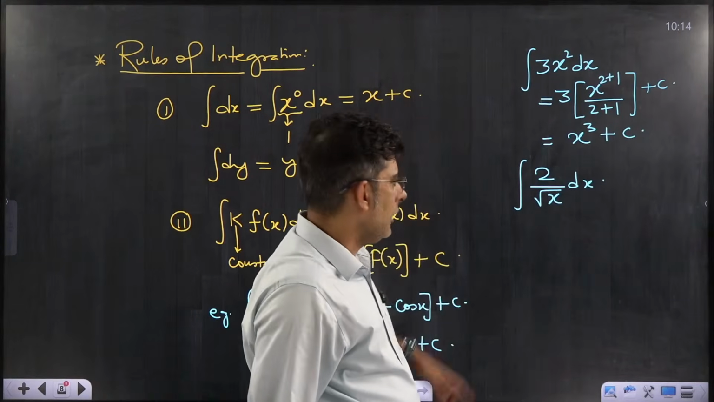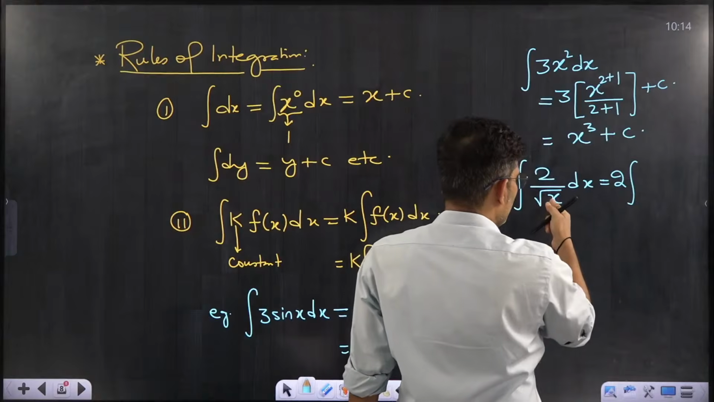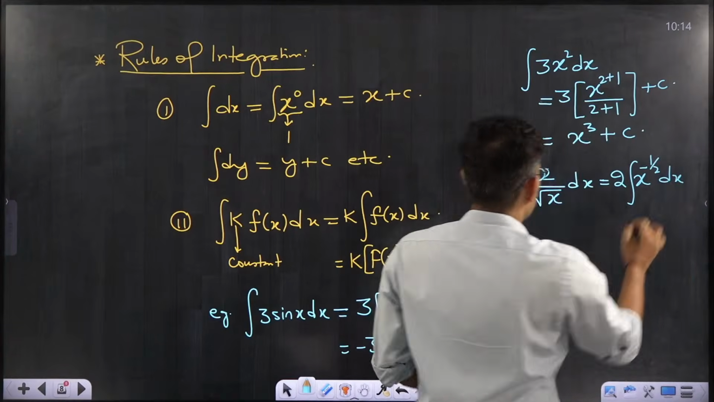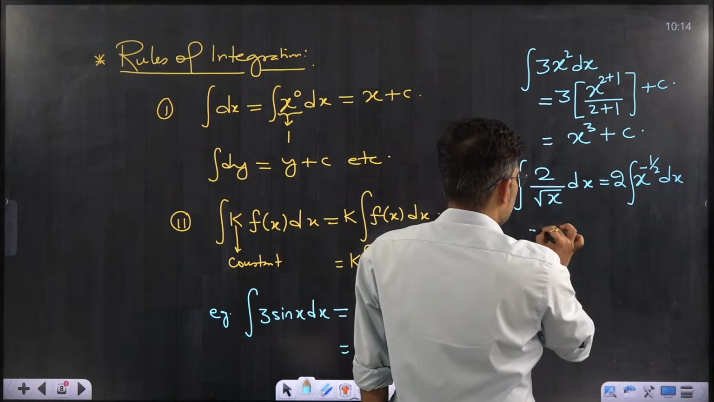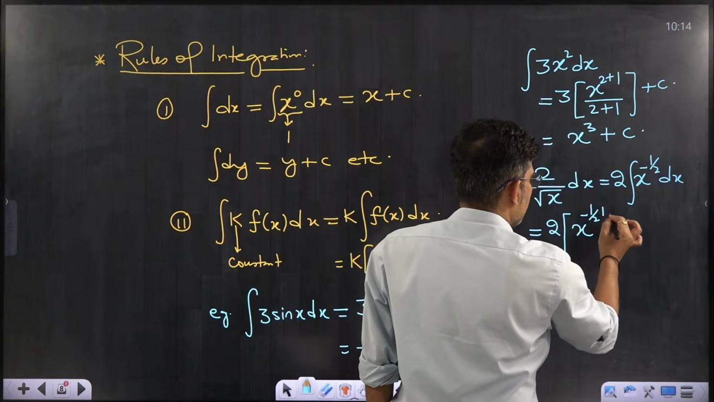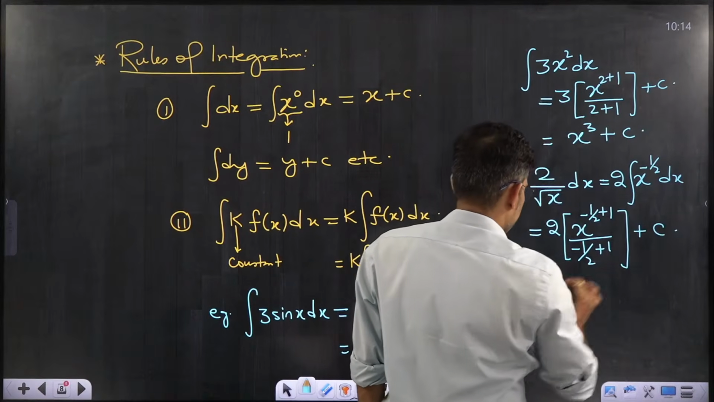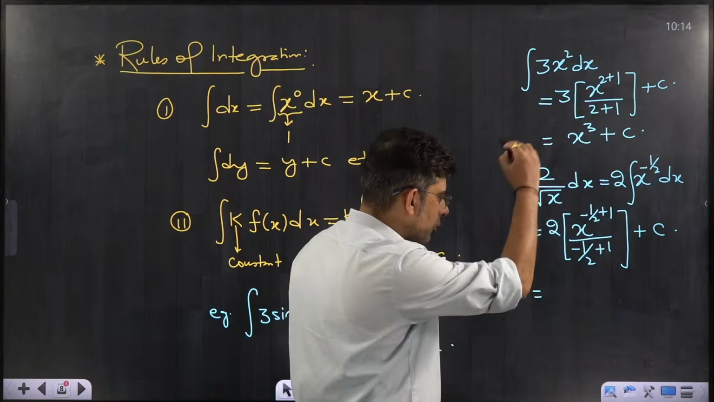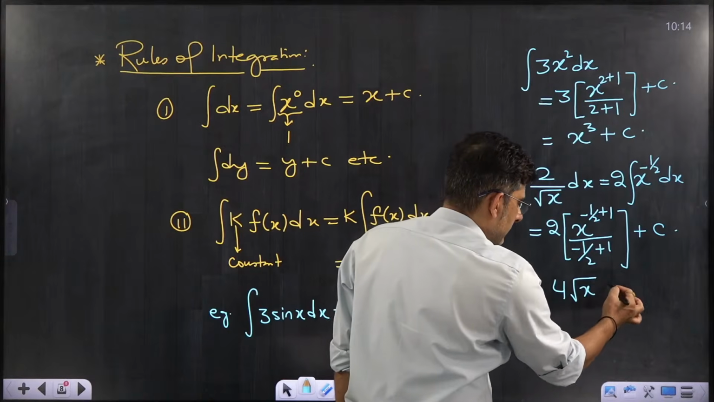If you are given something like 2 by root x, what you can do is take the 2 outside. Root x in the denominator means you can take it up as x to the power minus 1 by 2, because root means x to the power 1 by 2, and if it goes up it becomes x to the power minus 1 by 2. So from here you can write 2 times the integration. The power will increase by 1, and in the denominator also you have to increase by 1, plus c. Now see what will happen: minus 1 by 2 plus 1 is plus 1 by 2, the 2 goes up and becomes 4. This is x to the power 1 by 2, which is nothing but 4 root x plus c.